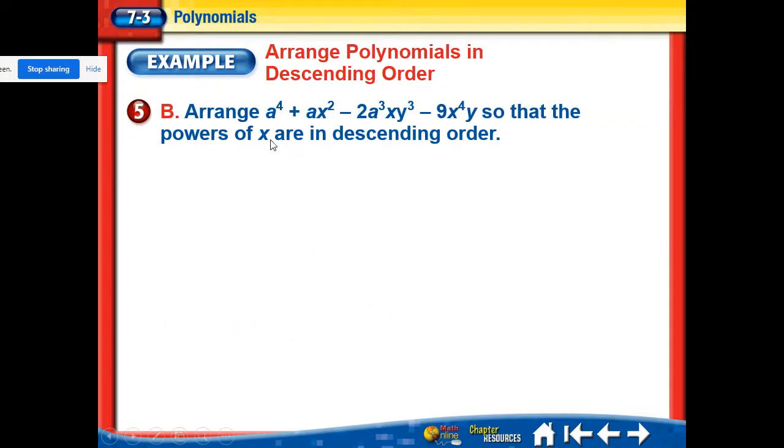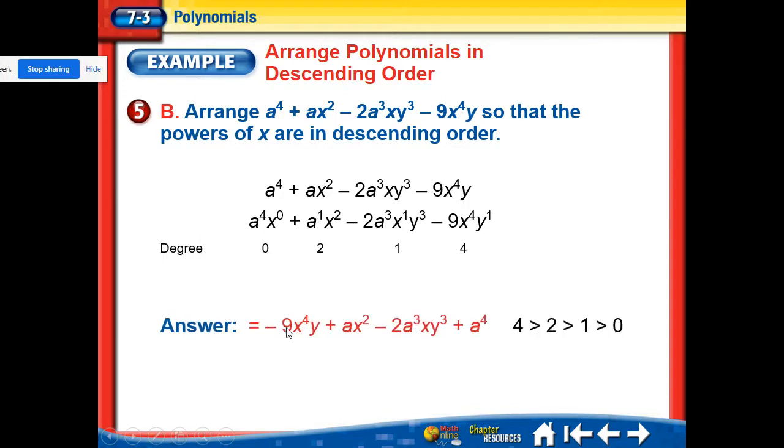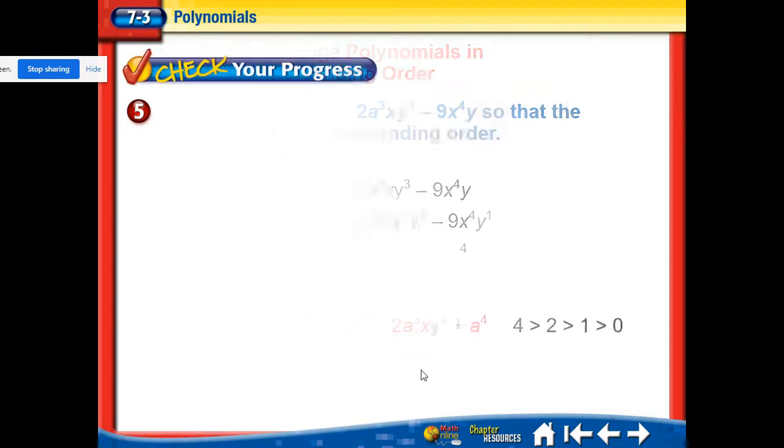One more time. I went ahead and wrote them out. X to the 0 again, x to the second, x to the first, x to the fourth. So there's a 4 here, so that's got to go first, negative 9. Again, don't worry about what the sign is in front, whether it's negative or positive. That doesn't matter. You just take what's in front of it. Then the squared comes next, then the linear, and then the constant.